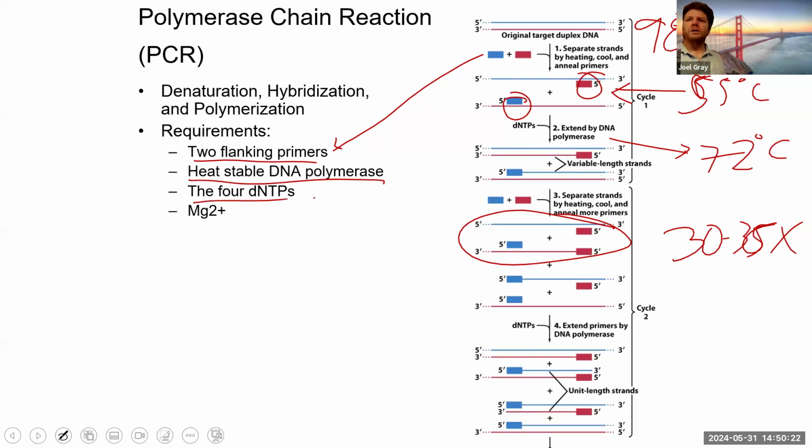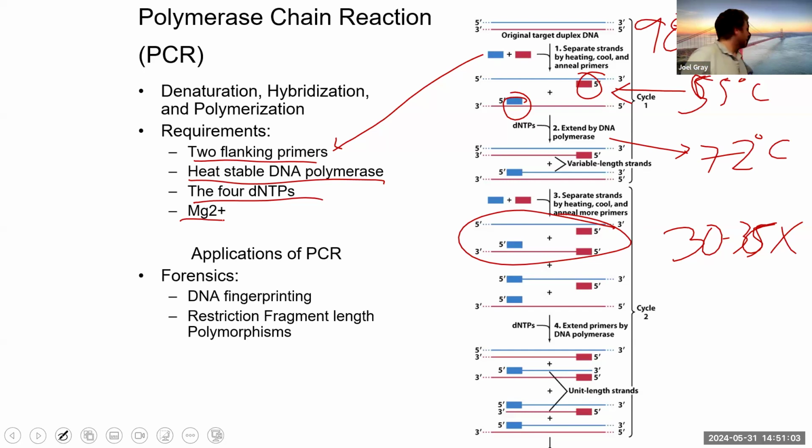We also need the 4 dNTPs. So we need dATP, dGTP, dCTP, and dTTP. And then last but not least, we need a specific divalent cation. That divalent cation is magnesium, Mg2+. That divalent cation is important because what magnesium is going to do is stabilize the alpha and the beta phosphates on an ATP molecule or a GTP or a CTP or a dTP or TTP molecule.